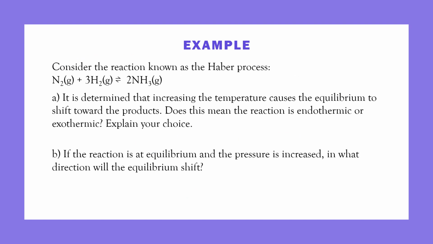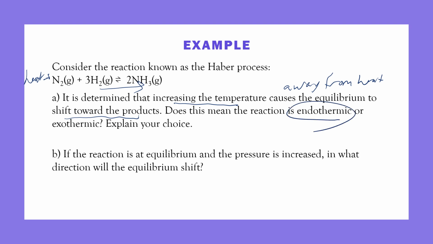Our last example, we have this reaction, which is the Haber process. Nitrogen and hydrogen react to form ammonia. It says it's determined that increasing the temperature causes the equilibrium to shift towards the products. Does this mean the reaction is endothermic or exothermic? And explain. So increasing temperature, it will always shift away from the heat. In this case, it shifts towards the products, so that must mean it's away from the heat. So the heat must be on the reactant side. That means that it is an endothermic reaction.